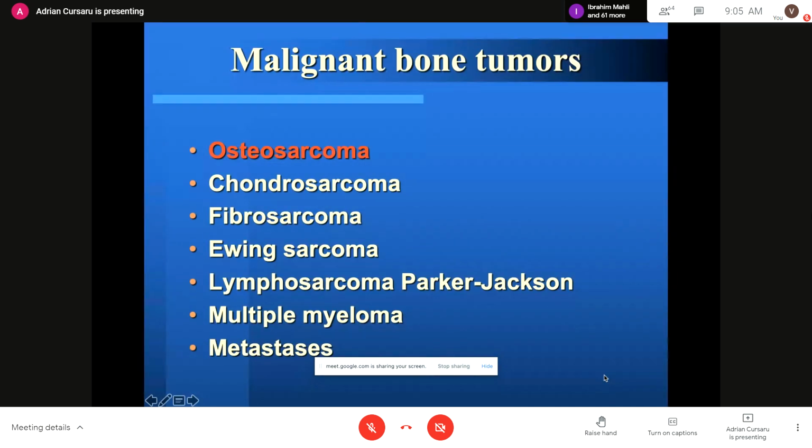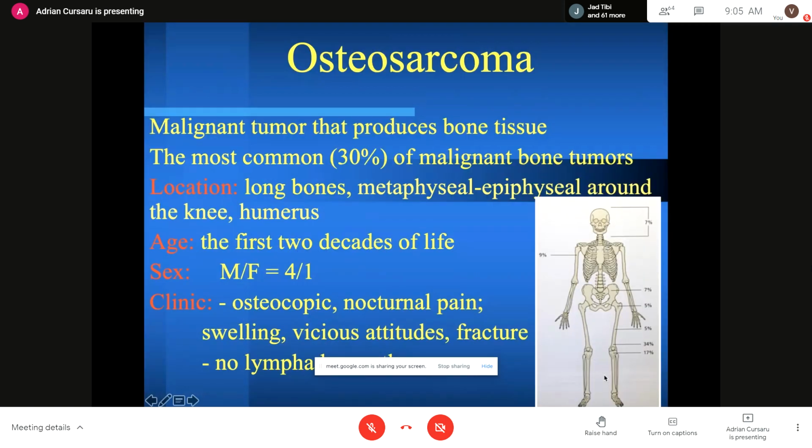We will discuss the most frequent malignant bone tumors, and we will start with osteosarcoma. Osteosarcoma represents a malignant tumor that produces bone tissue. It is very important because the cells that we find on the biopsy will be bone tissue. It is the most common of the malignant bone tumors.